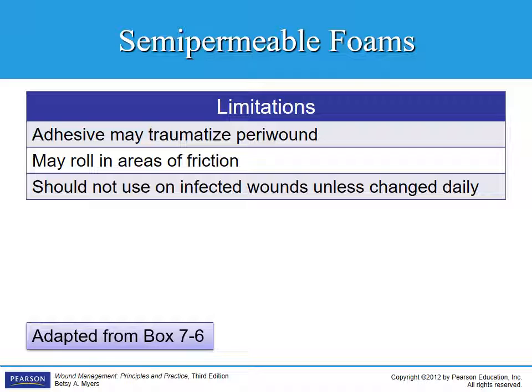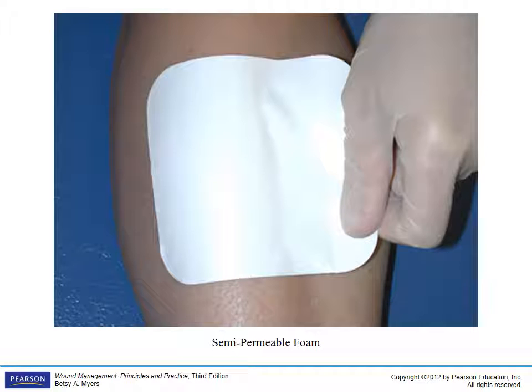Limitations: it may traumatize the peri-wound. Again, it's soaking up fluids, it's soaking up exudate. So if you don't protect that peri-wound skin, it's going to get macerated. In areas of friction, it may roll. So generally, when this is said, it's talking about the perianal area. It may actually roll and cause some more problems. It should not be used on infected wounds unless you're changing it on a daily basis, because it can't hold that infection. It's going to, again, soak up that bacteria and will hold it directly or right next to the wound bed. So it needs to be changed frequently if you're using it on an infected wound.